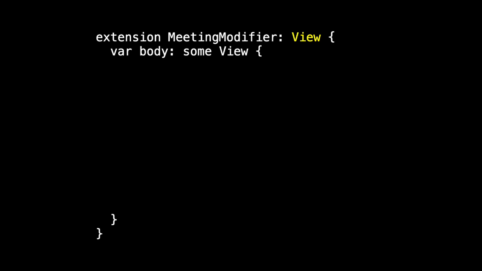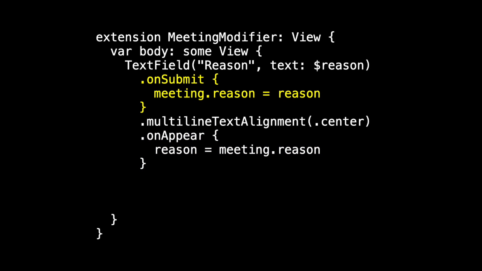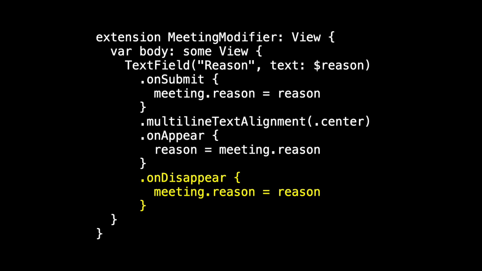To implement the view, we have our text field, which will store the reason, and it's bound to that string that we added. When our meeting modifier appears, we'll populate the text field with meeting.reason. When the user enters a new reason and taps return, we'll call onSubmit, and that will set meeting.reason to equal reason. But what if the user doesn't tap return? They just hit the back button after they've entered it, so we'll add onDisappear as well. And again, that's it. Add, delete, and modify are pretty simple with SwiftData.